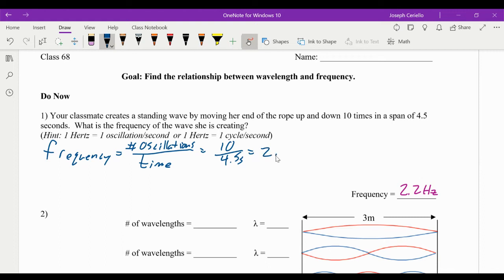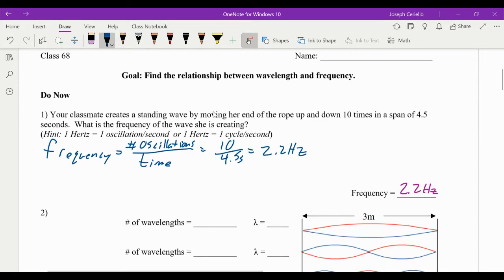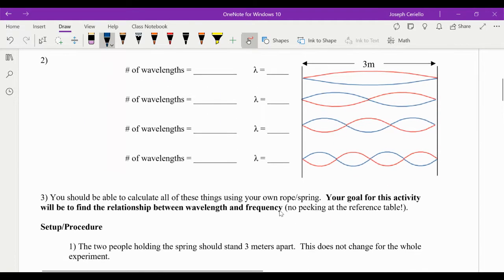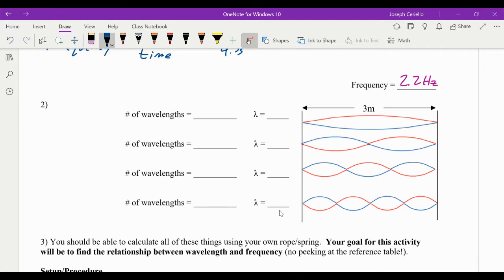So the frequency she's creating is about 2.2 hertz. All right. And if you wanted to find the period, it is one over the frequency. So you can find that out just for extra practice. All right. So here's another little activity.